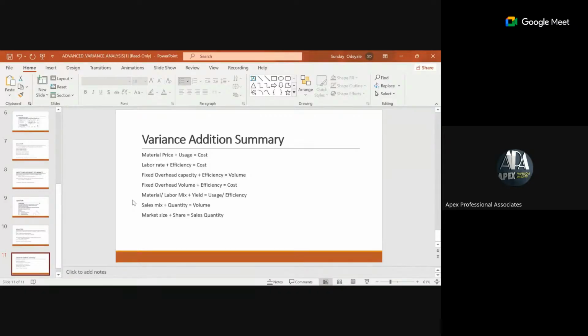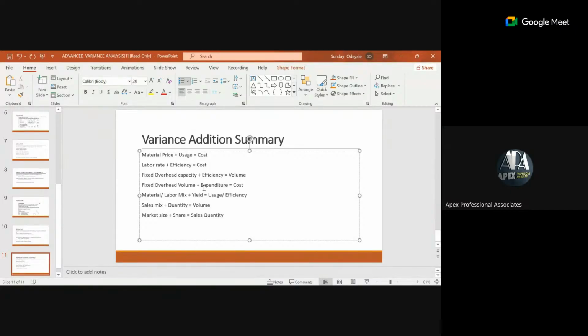So you see that I said here that material price plus material usage will give you material cost variance. Labor rate plus efficiency will give you the cost. Fixed overhead, capacity, and efficiency gives you volume. Fixed overhead volume, and its efficiency. Nope, not efficiency, it is the expenditure, plus the expenditure will give you the cost. Material or labor or variable overhead mix plus its yield will give you the usage or its efficiency. Sales mix plus sales quantity gives you volume, while market size plus market share gives you the sales quantity.